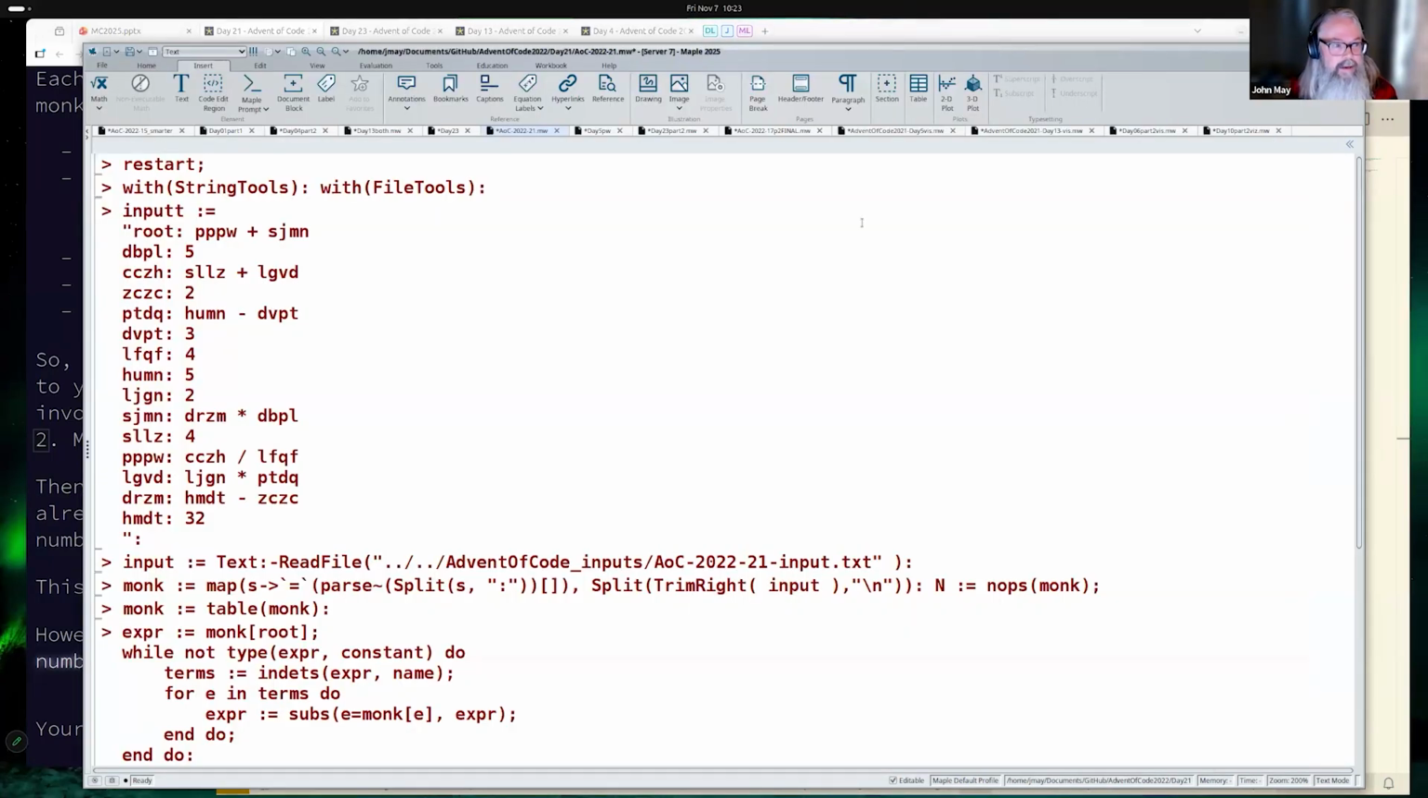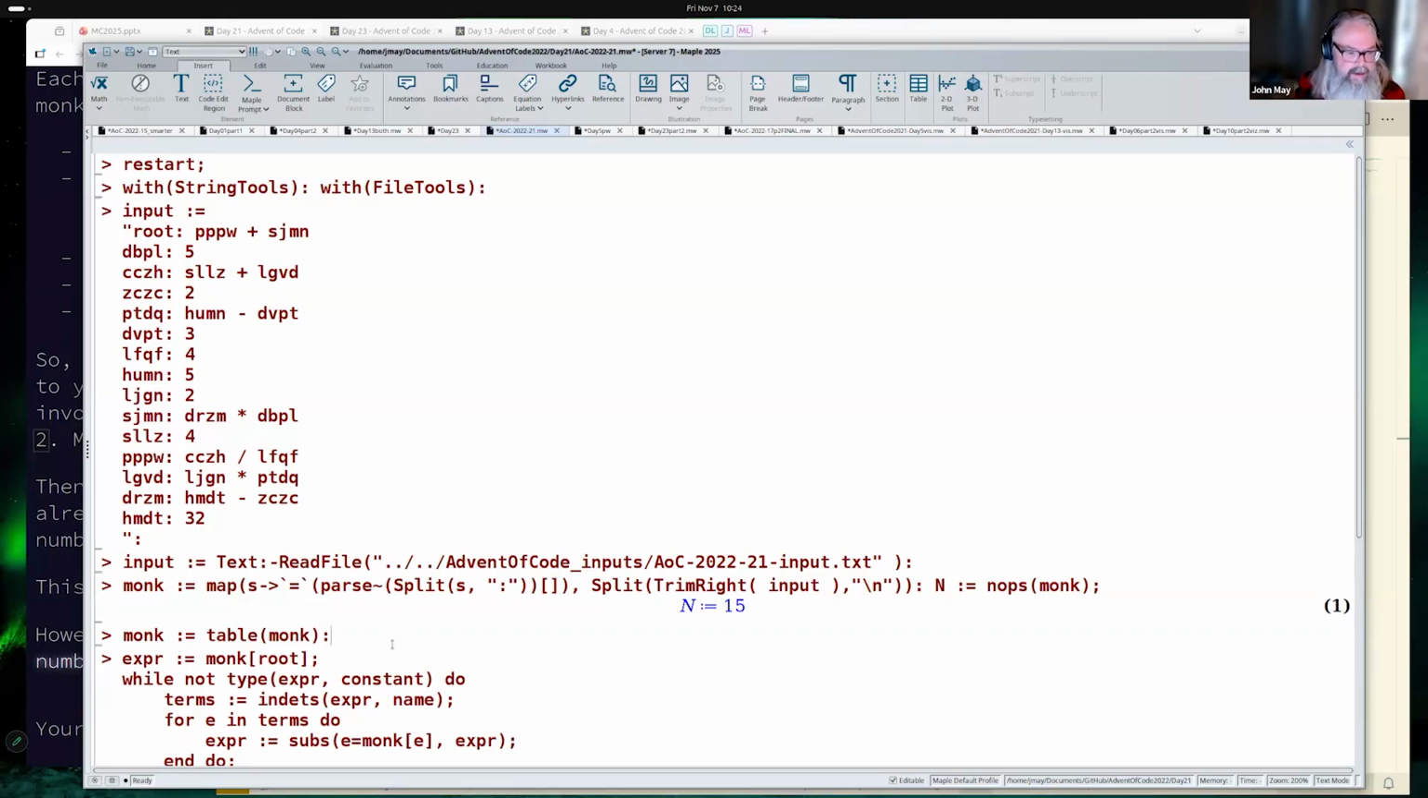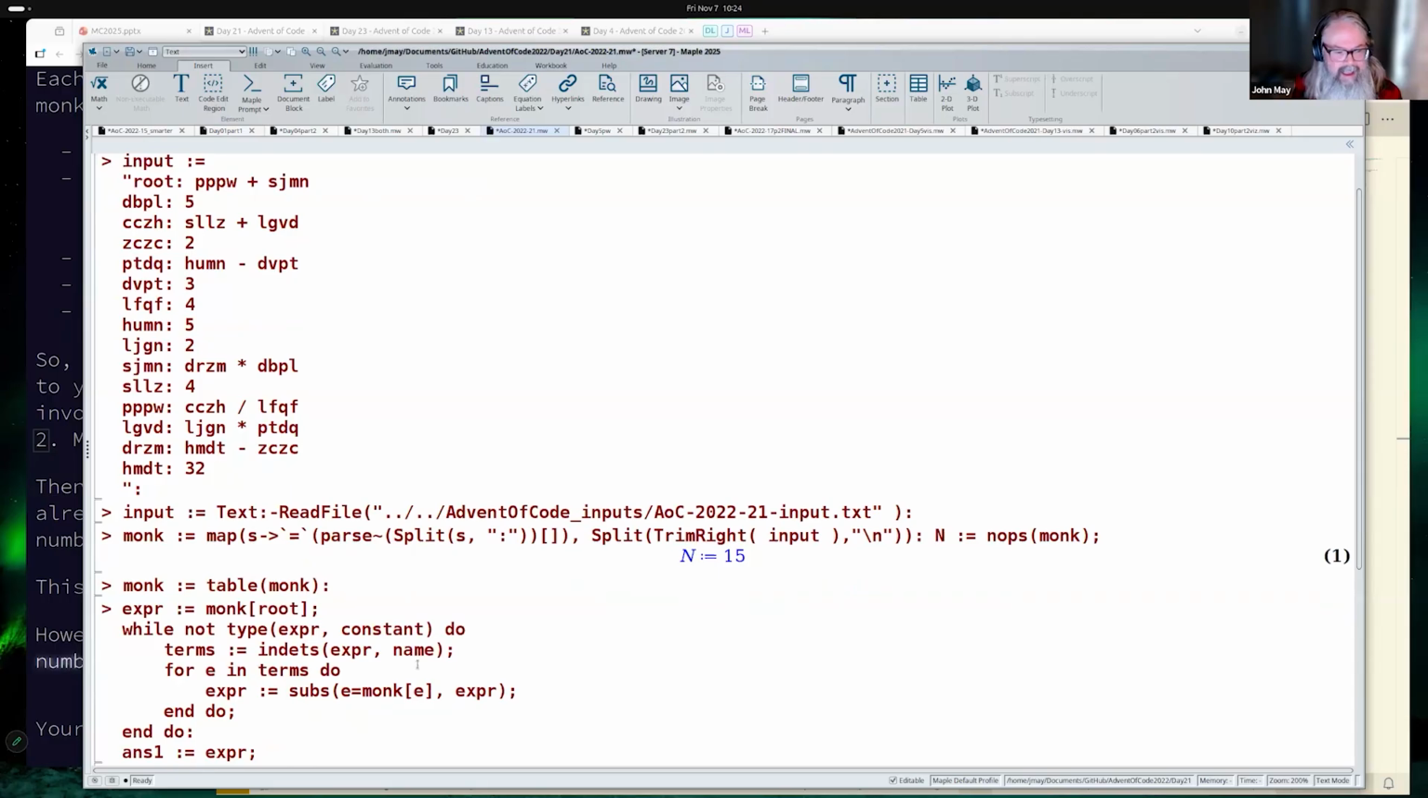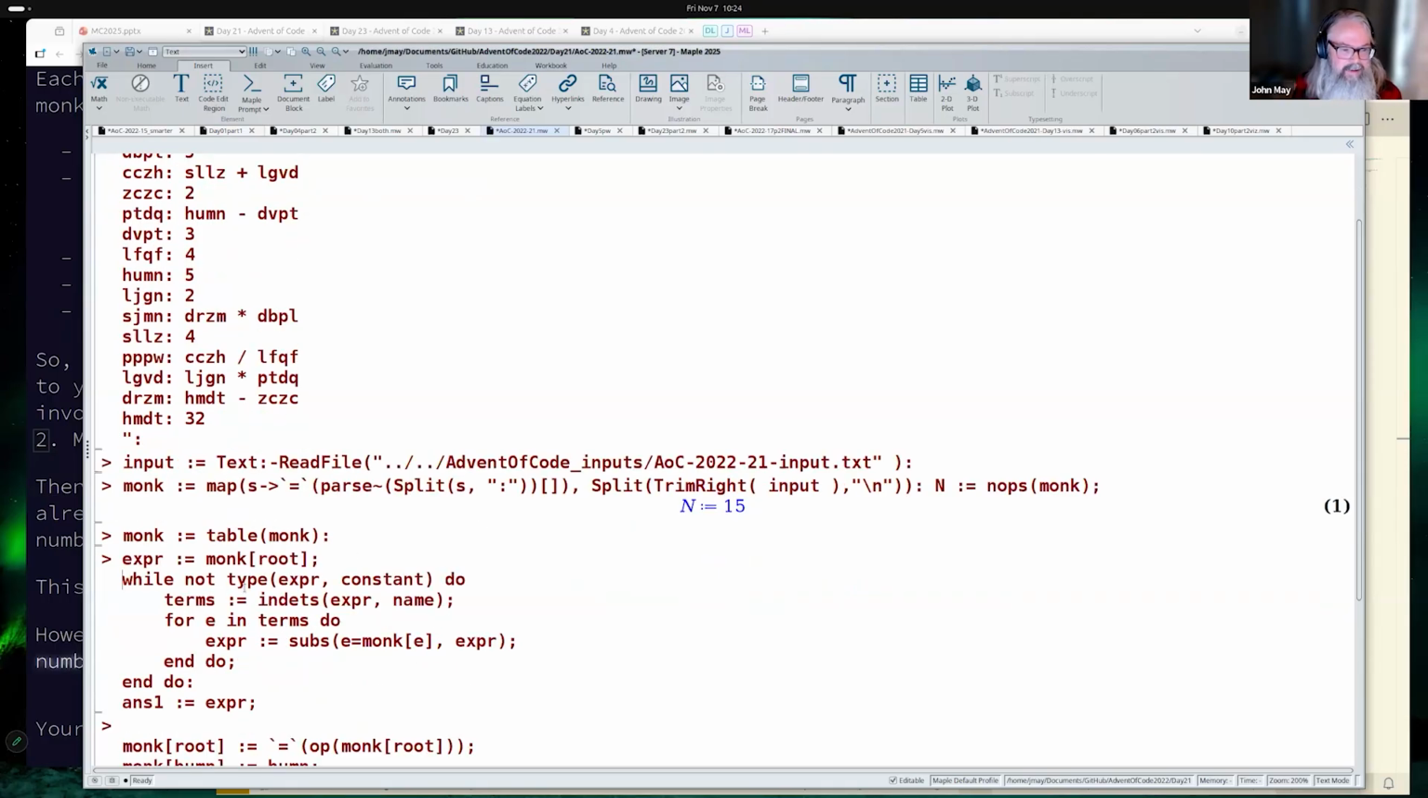So let's see what we did. Let's do the sample problem, nice and small. The input looks like this. Don't read the real input. All right, here we go. So there are 15 monkeys. I'm going to put them all into a table, and I'm just going to run a loop and do substitutions until the answer comes out.